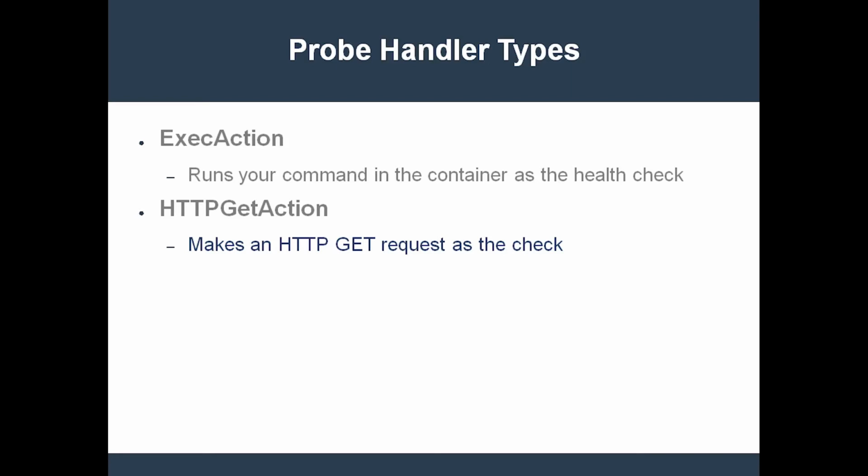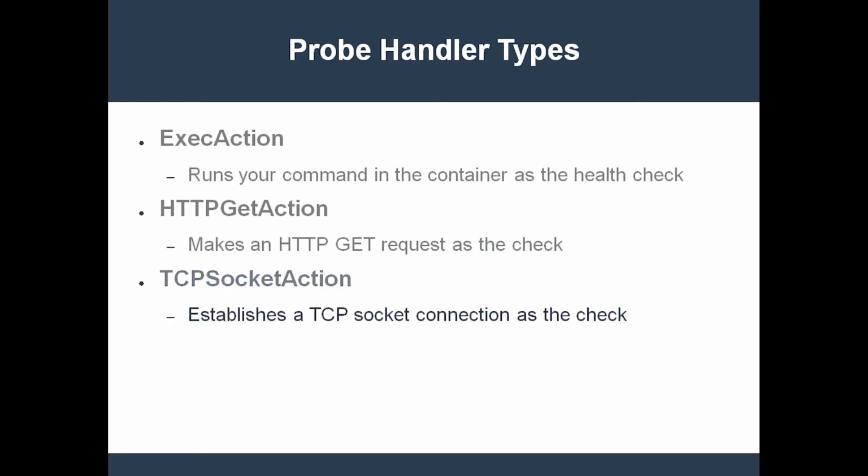The third type of probe handler is the TCP socket action handler. All it does is try and establish a TCP socket connection on the port specified in the handler config section. If it's able to open the port, then the check is successful. Otherwise, the check's a failure.